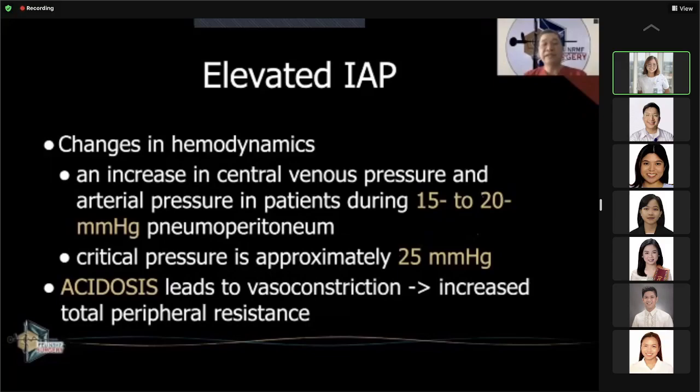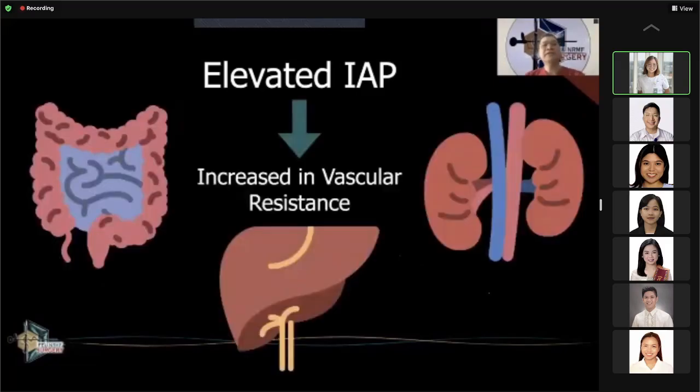So initially, if you are doing laparoscopy, in the kidney, you have a transient increase in the renal flow. But later on, because of the acidosis, you have decreased renal flow that will result in decreased urinary output. So these are the effects of increased intra-abdominal pressure. Because of the increased pressure, you have increased vascular resistance.